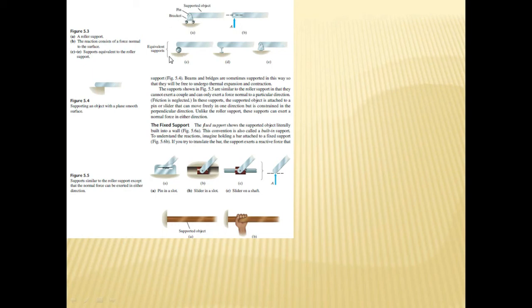This is the difference. Then there is an I section beam on which the support is placed, or there is a rocker also. This is called a rocker. Remember, it will also give you one reaction like A. So these are called equivalent to the roller support.